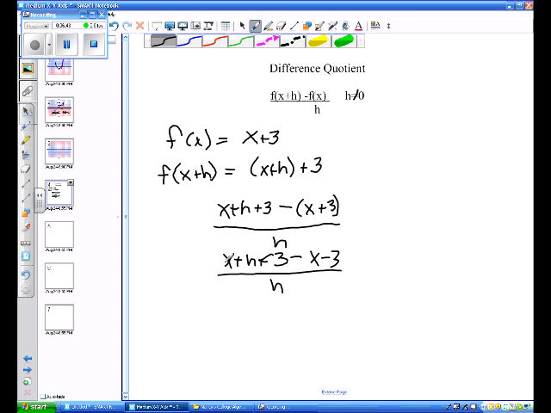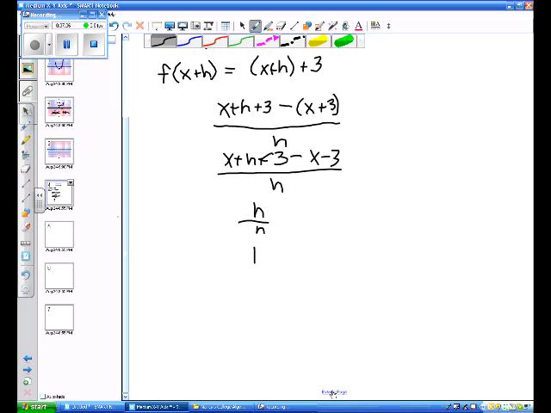Well, let's see. We've got x minus x. That's 0. We have a positive 3 minus 3. That's 0. So what we're left with up here is h divided by h, which is 1. So our difference quotient turned out to be 1, and that's going to correspond to the slope of our line. Okay, let's look at another.